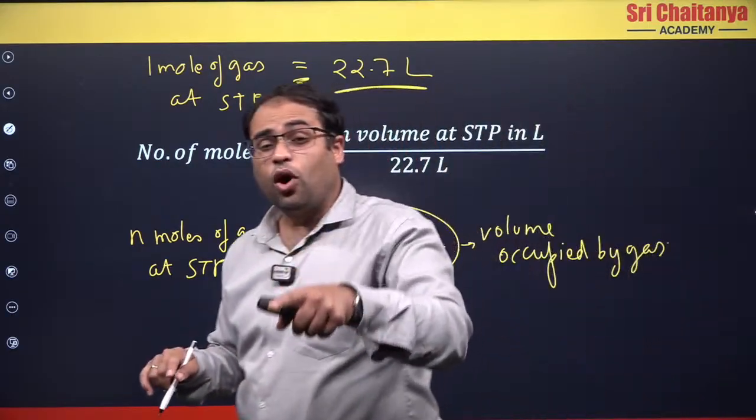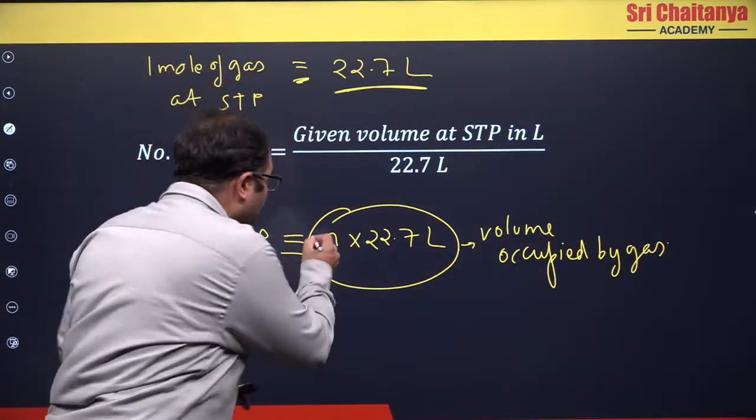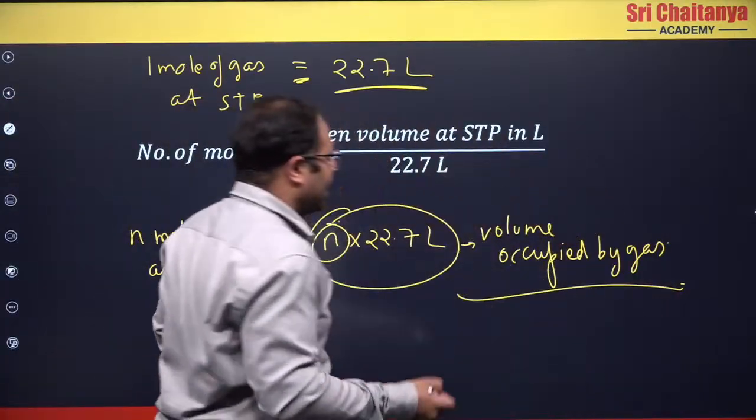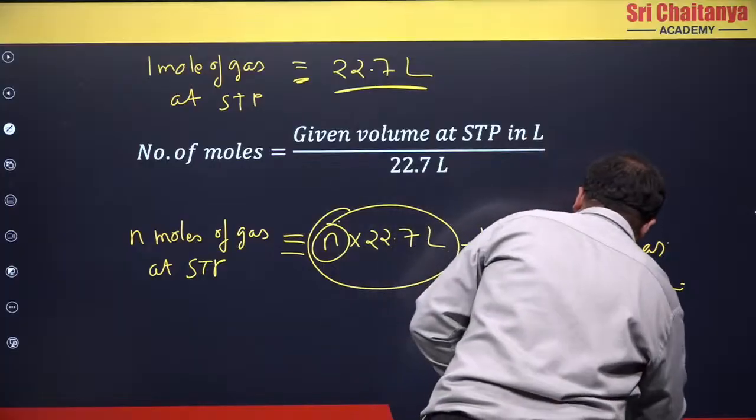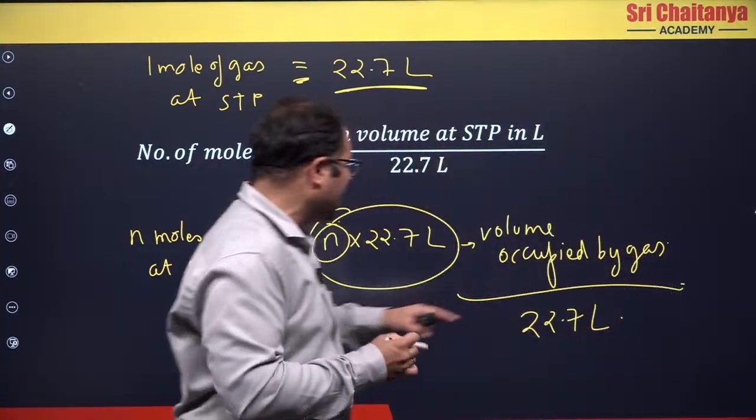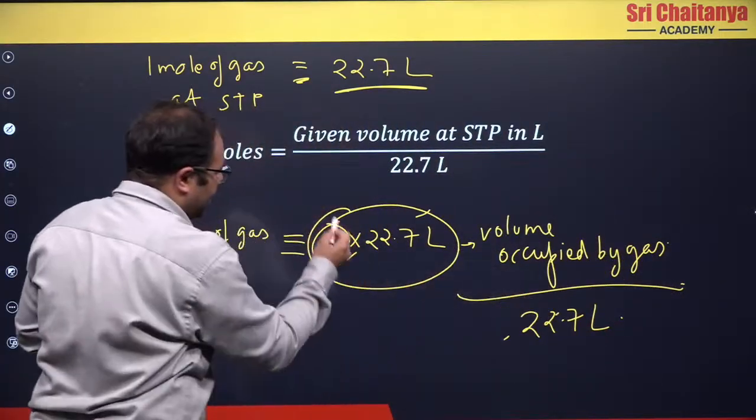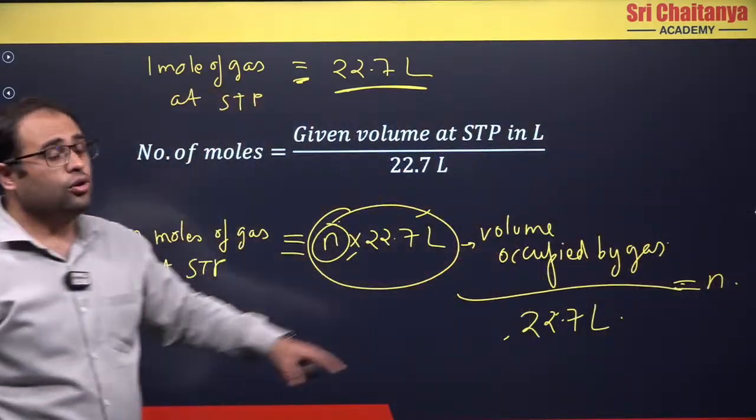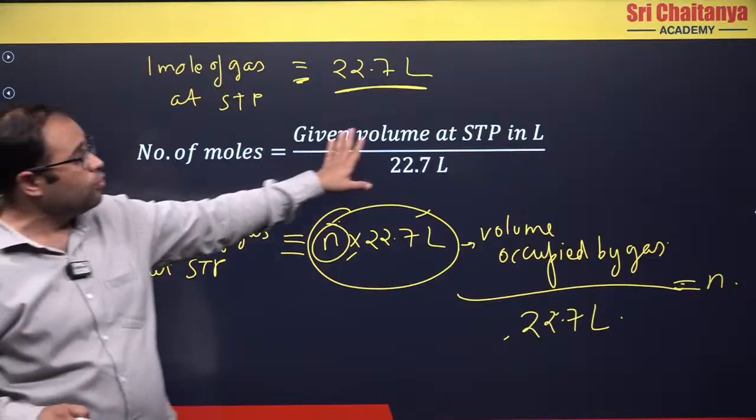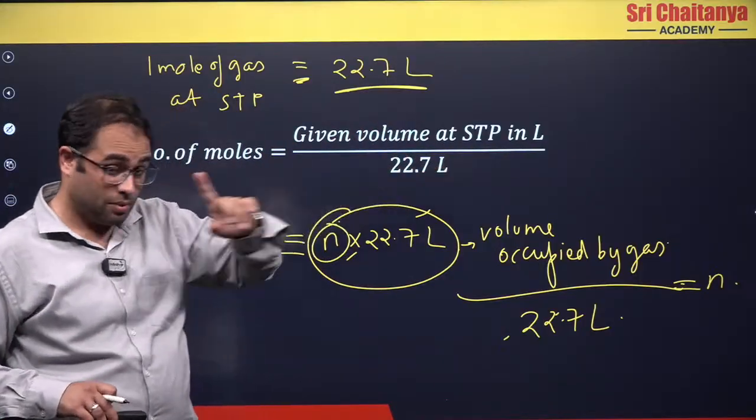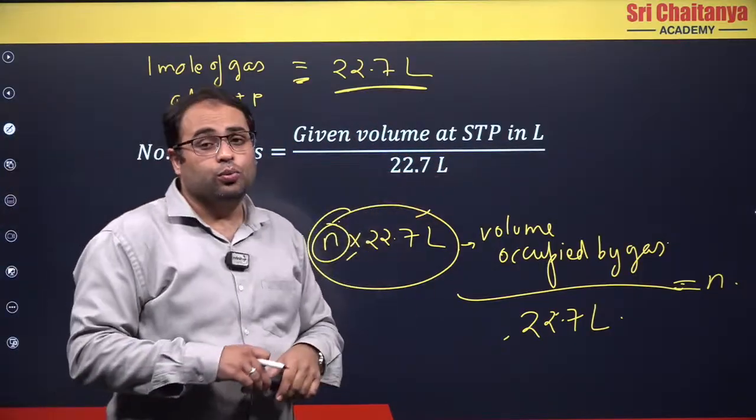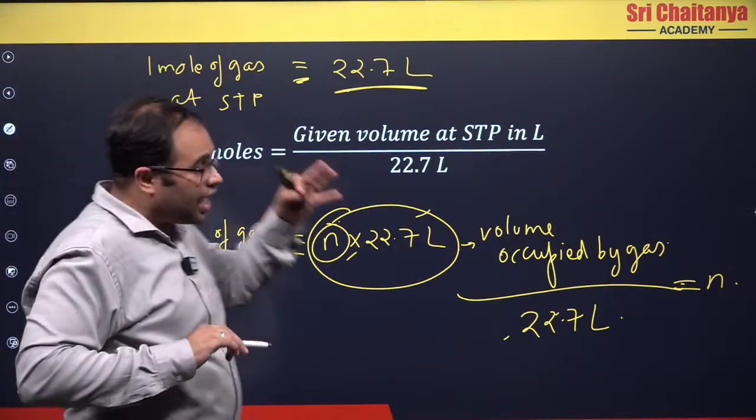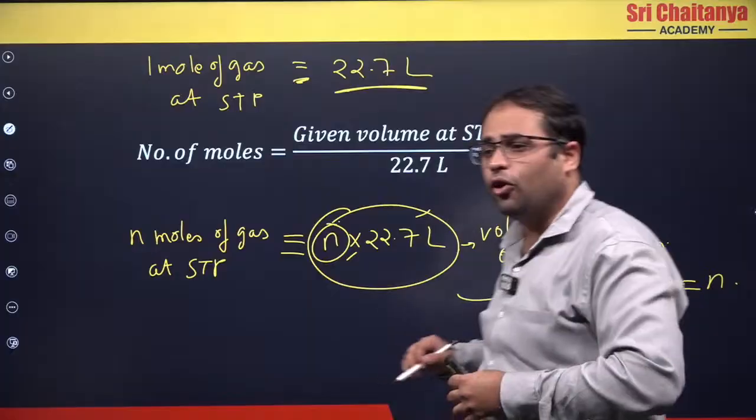Now from this volume, if I want the value of n, what can I do? I can divide this volume occupied by gas by 22.7 liters. If I do that, this gets cancelled out and I get the value of n. That is how you get this. Number of moles is equal to given volume at STP in liters, remember, in liters only, divided by 22.7. Now, at this juncture, I can make another shortcut formula for you.